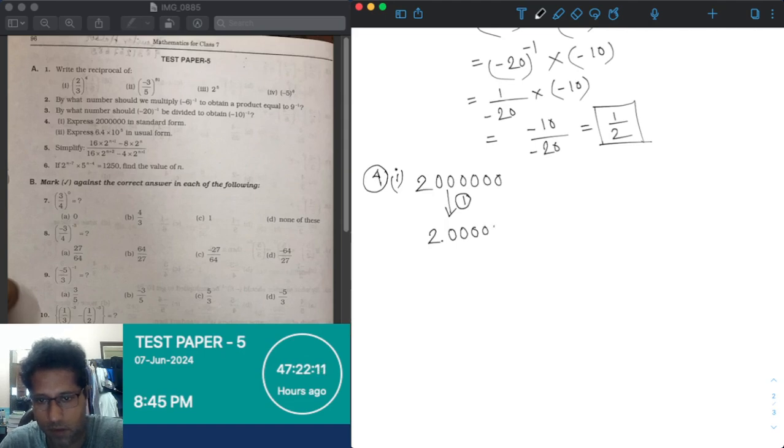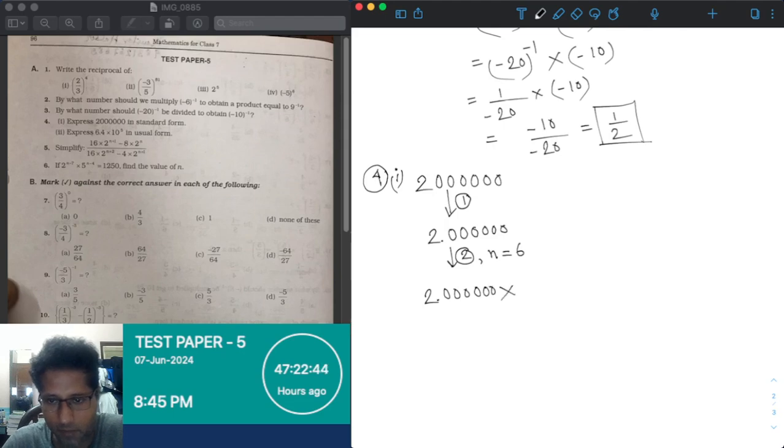3 zeros. Now you count the number of digits to the right of the decimal point. Step 2 was actually finding n. N is the number of digits you see in the number after the decimal point. So there are 6 zeros, so n is 6. So now you have the number in standard form, something like this, 10 to the power 6.